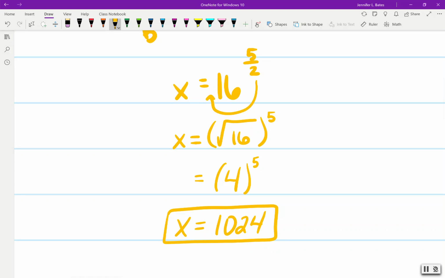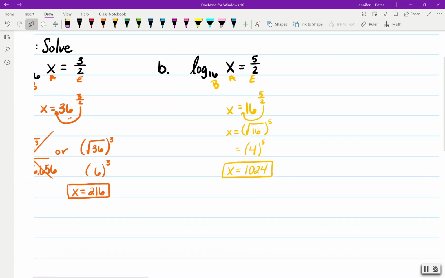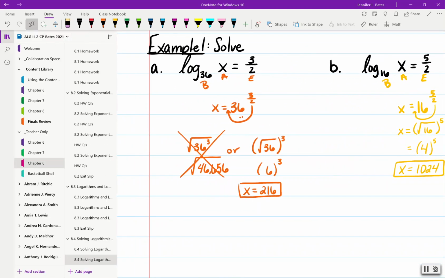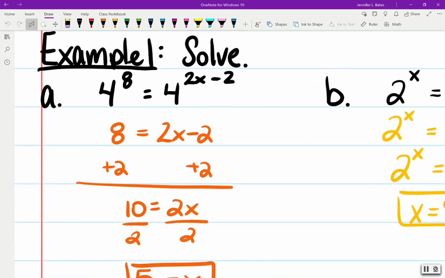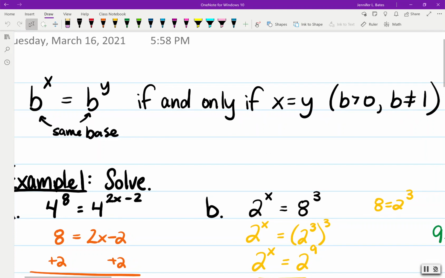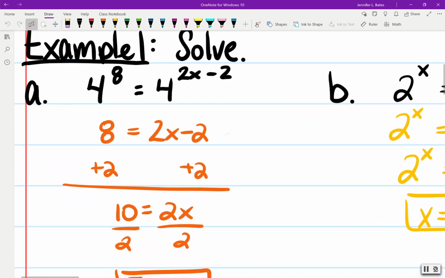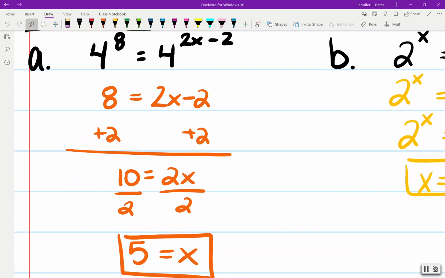Alright, so the next thing we're going to look at is going to mirror something that we did already with exponentials. So I'm going to go to a previous set of notes, 8.2. And do we remember this property from 8.2? It says that two exponentials are equal if and only if their exponents are equal. So in example 1a, we said, okay, we have 4 to the 8th equal to 4 to the 2x minus 2. The bases are both 4, so we dropped the exponents and set them equal to each other and solved.